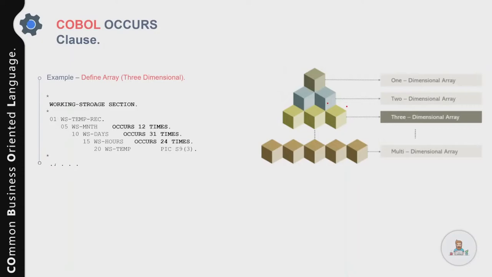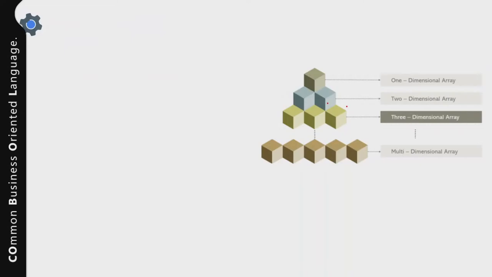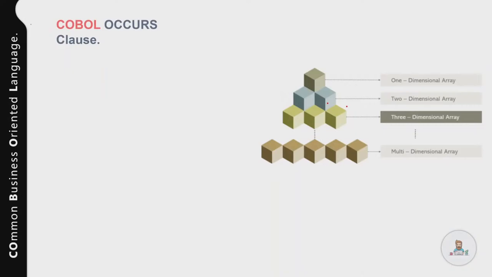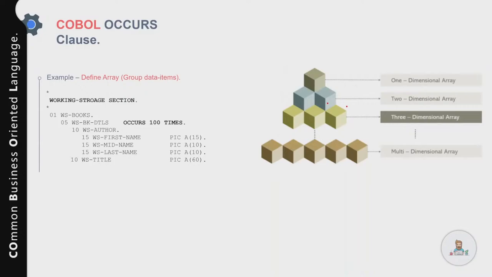Now let's talk about our last example where we'll try to understand how you can use group data items within a table definition. So in this case, we have a working storage section. There we have a table name that is WS-book, which is defined at level 1. And at level 5, we have defined another variable, WS-book-detail, and it occurs 100 times.